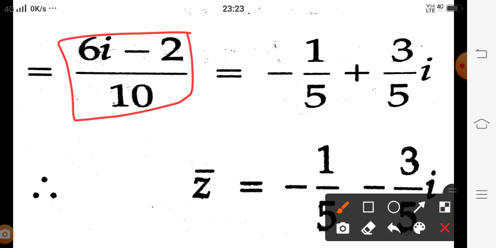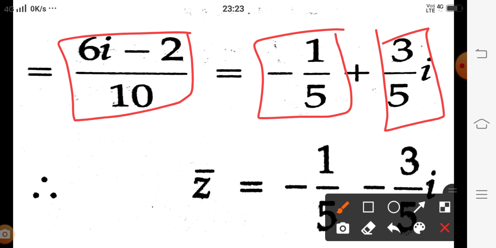If we separate the real and imaginary parts, then we are getting minus 1 upon 5 plus 3 upon 5 i. And the conjugate of this value we get by changing the sign of the imaginary part, so we are getting minus 1 upon 5 minus 3 upon 5 i.